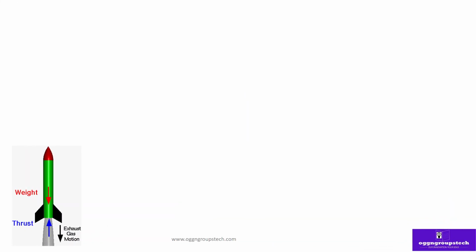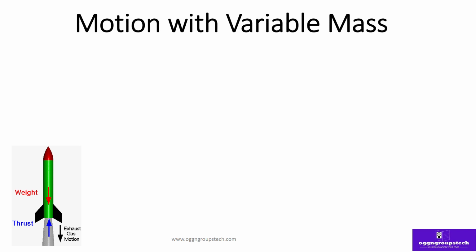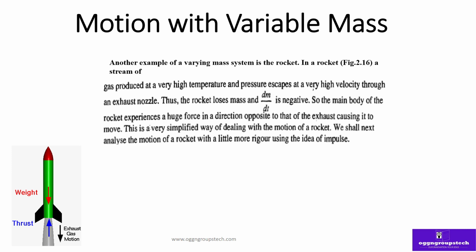That was one example. Now here is another example of motion with variable mass. In this part, what we will see here is a rocket which is going in a forward direction. The weight of the rocket is in the downward direction, thrust is in the upward direction, and the exhaust gas motion is in the downward direction. There is no difference between this diagram.